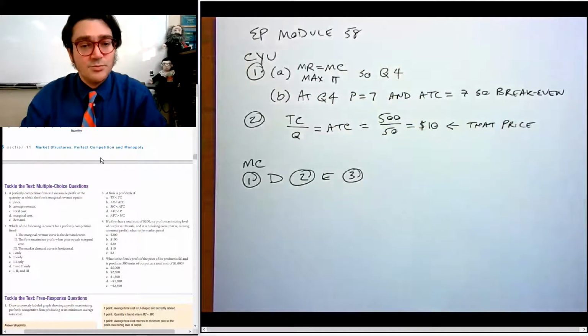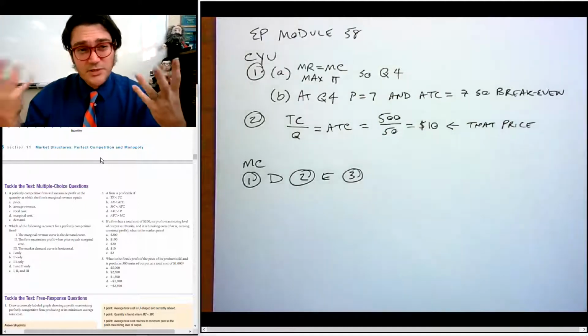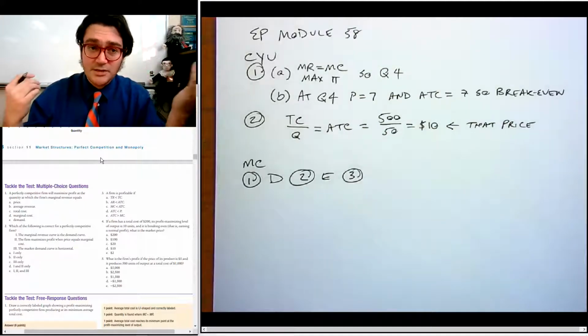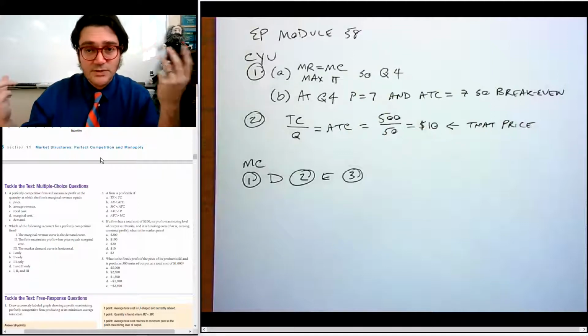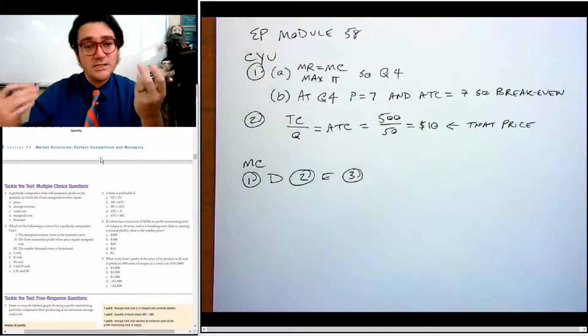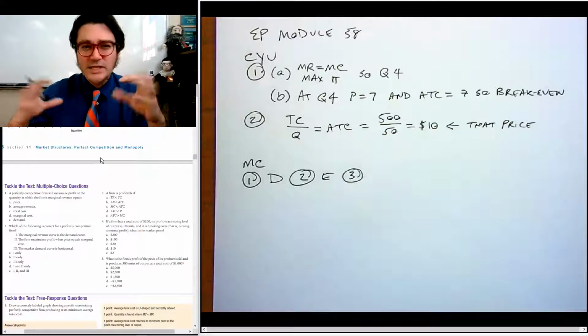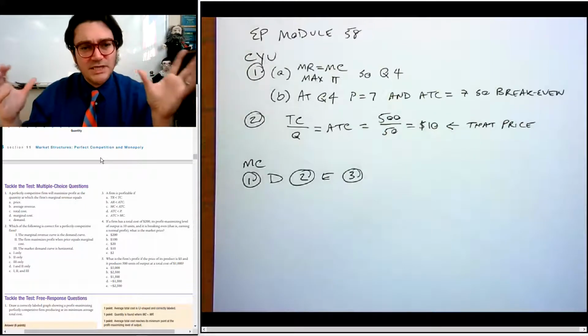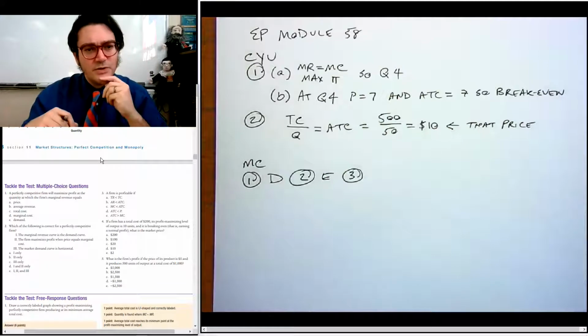Number 3. Firms are profitable if, and there's a couple of different ways we could say that. We would say if TR is bigger than TC, total revenue is bigger than total cost. We could also say if the price is bigger than the average total cost, that would also be true. Those are the 2 answers we would say in terms of comparing values here.